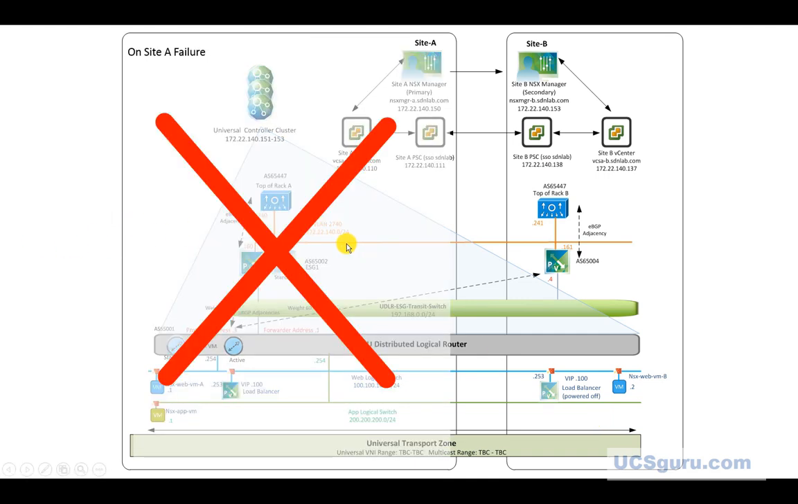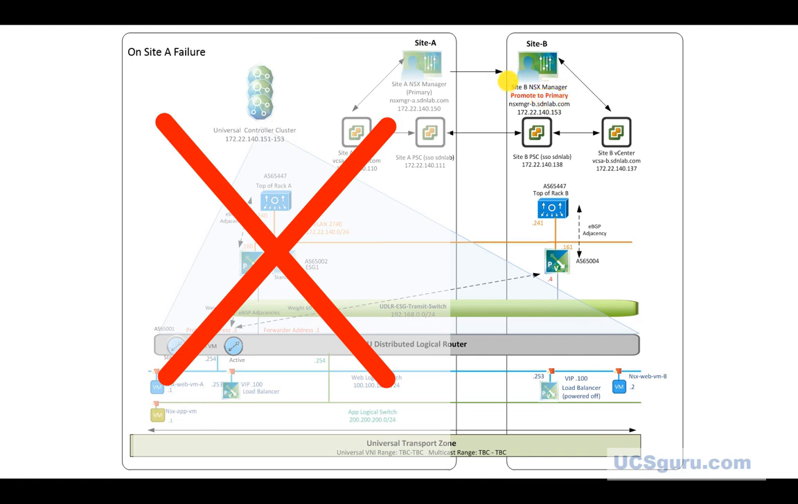Okay, so let's assume that our Site A goes offline. The first thing we're going to do is promote our secondary NSX Manager to primary. The way we do that is we just disassociate it from its primary. That will put that NSX Manager into a transit role. We can then assign the primary role to it, and as I mentioned, once it is a primary NSX Manager, it can then edit and control universal objects.